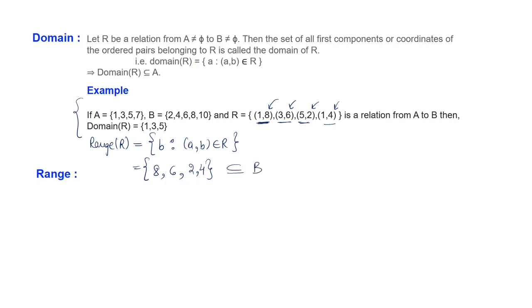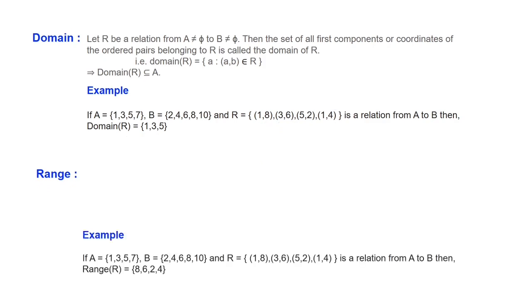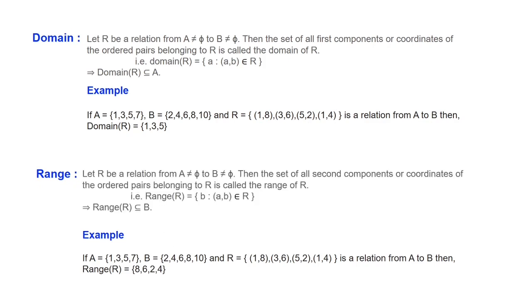We must know that when a relation is defined from set A to the set B, then this set B is known as the codomain. So, the range set is always a subset of or equal to the codomain. Now, here is the answer of this example and the definition of the range.